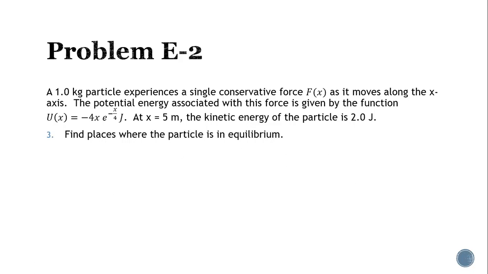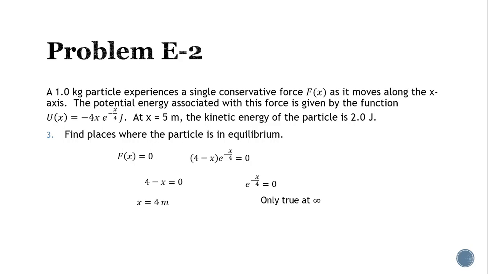So the last question, find the places where the particle's in equilibrium. I want to find places where the force is equal to 0. So I'm going to set my function for force equal to 0. And here I have 4 minus x times e to the negative x over 4 power equals 0. Well, for that to be true, either 4 minus x must equal 0 or e to the negative x over 4 power equals 0. Now, on the left-hand side, that's true at x equals 4 meters. Solve for x, that's what you get.